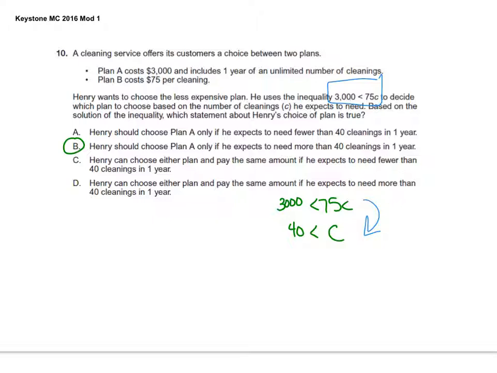What that means then is that C was describing the number of cleanings. At 40 cleanings, plan A and plan B would basically be the same. So if I want to have more than 40 cleanings, plan A is going to be best. Or if I have less than 40 cleanings, plan B is going to be best. So when you look at your answer choices here, you have to read through them carefully. So the best one that describes this is going to be answer B.